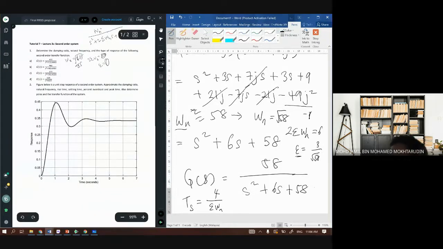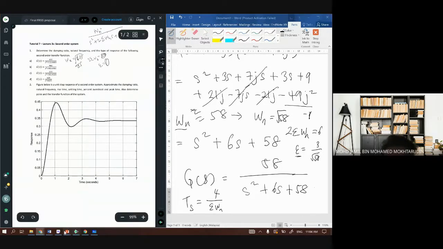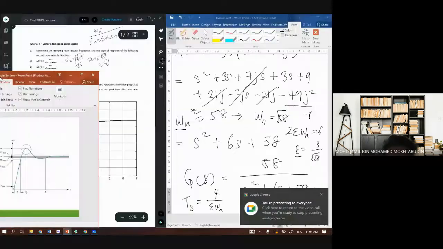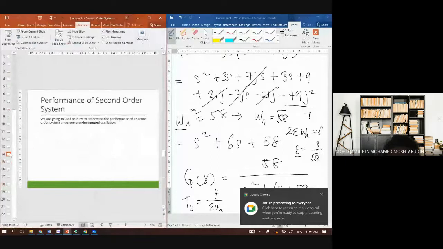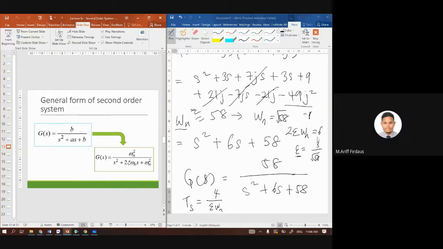Any questions before we end this lecture? Sir, how do you get 3 over square root of 58? This is the formula. We go back to the transfer function. The middle term is 2 times damping ratio times omega n equals 6. Rearranging, we get 3 over square root of 58. Okay, sir.